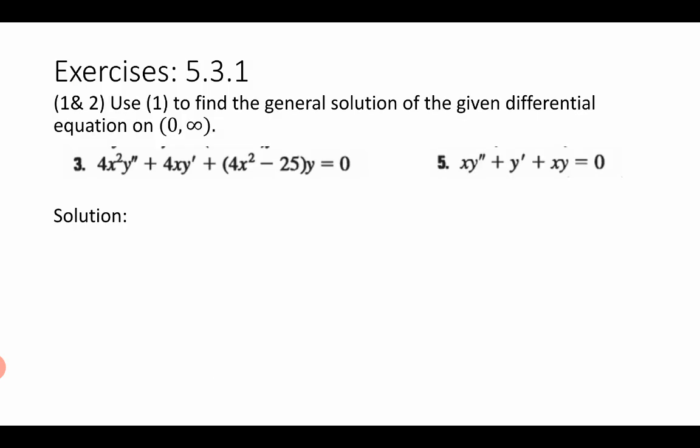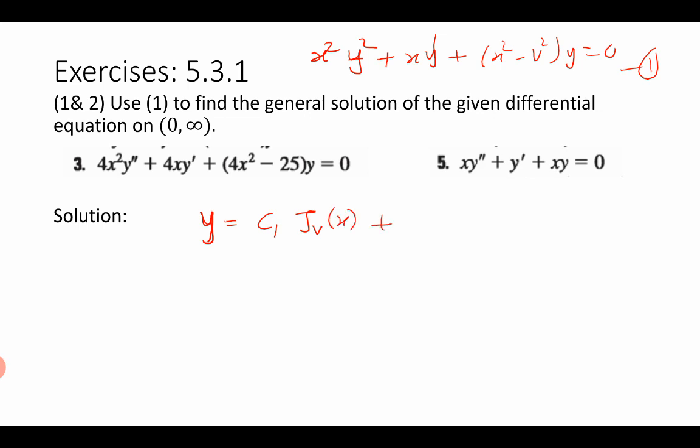Now the question is, compare with equation number 1. What is equation number 1? I write it here: x squared y double prime plus x y prime plus (x squared minus v squared) y is equal to 0, isn't it? This is equation number 1. The solution you should know. What is the solution of this one? Y is equal to C1 Jv of x plus C2 J negative v of x. You can write J negative v or Yv of x. Okay.